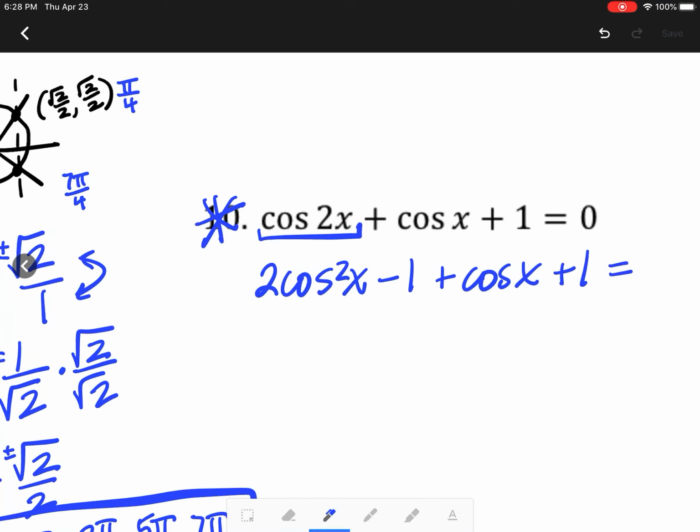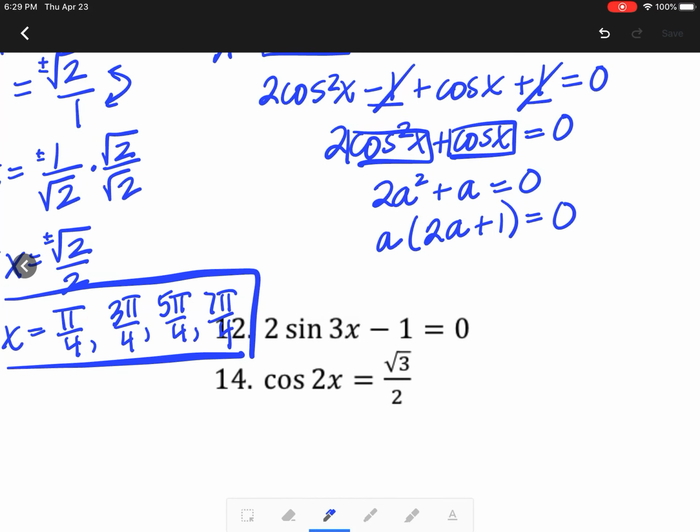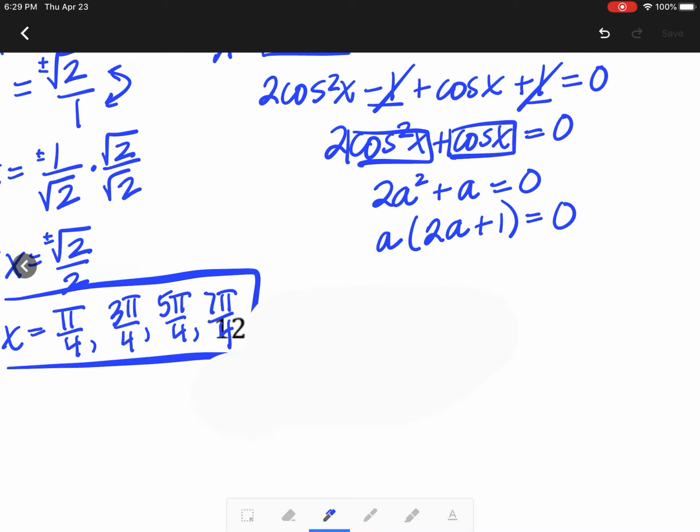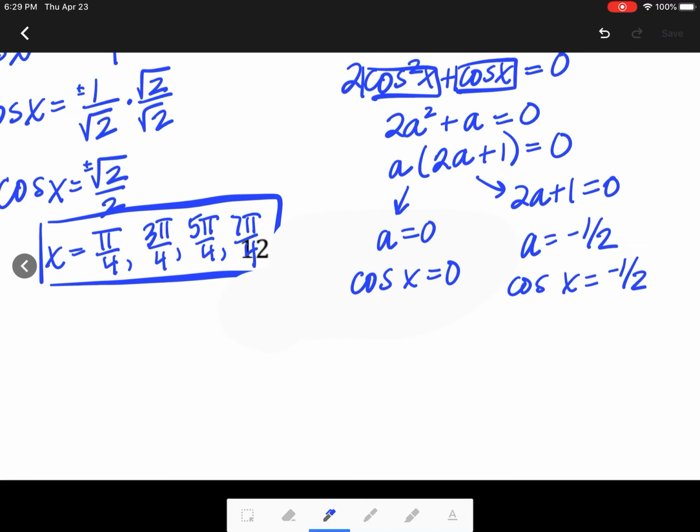So let's think about this again. Cosine x, let's say it's just the variable a. So this is like saying 2a squared plus a. Well, I have an a in each term. Let's factor it out. It's like dividing by a, so this becomes a times 2a plus 1. And we can set each one individually equal to 0. A equals 0, or 2a plus 1 equals 0, or a equals negative 1/2. But that's when I remember that a is actually cosine. Cosine of x equals 0, and cosine of x equals negative 1/2.